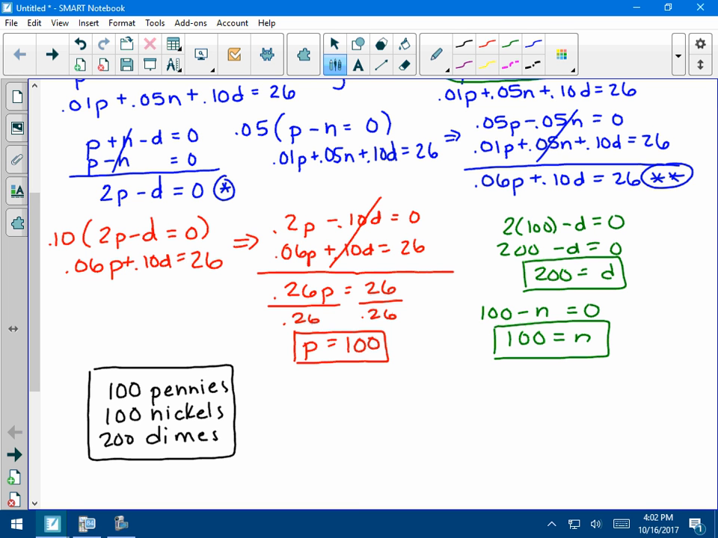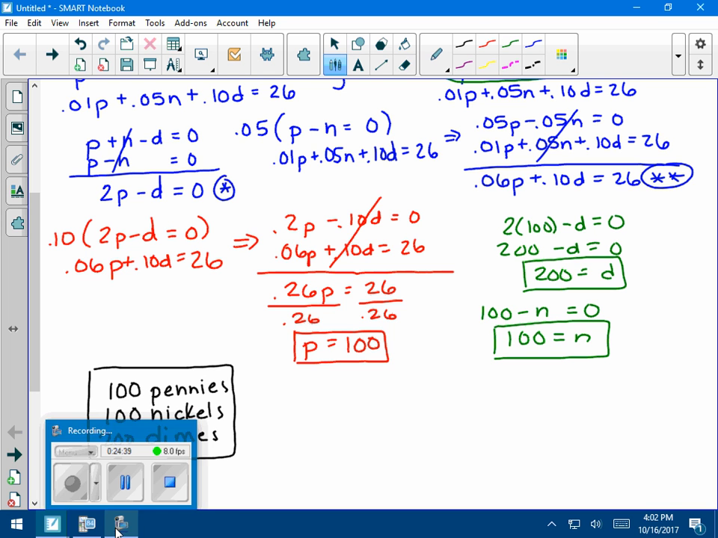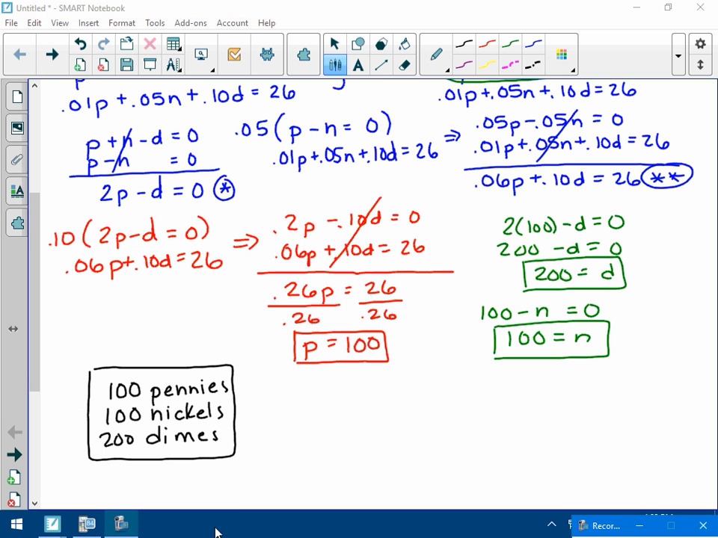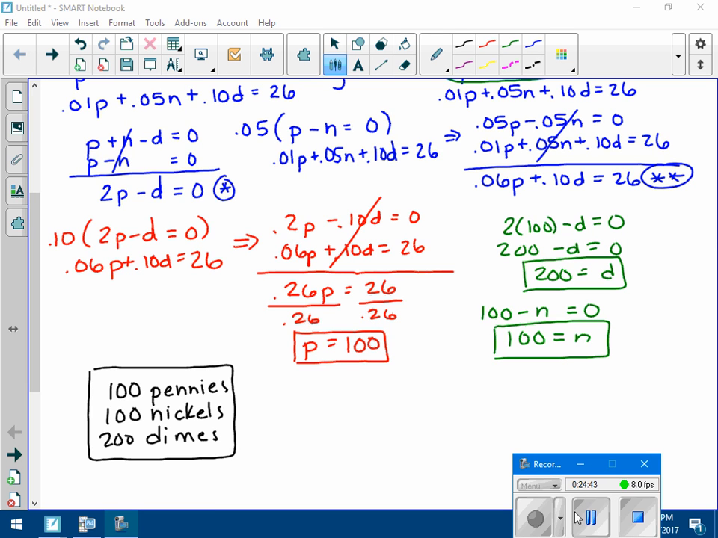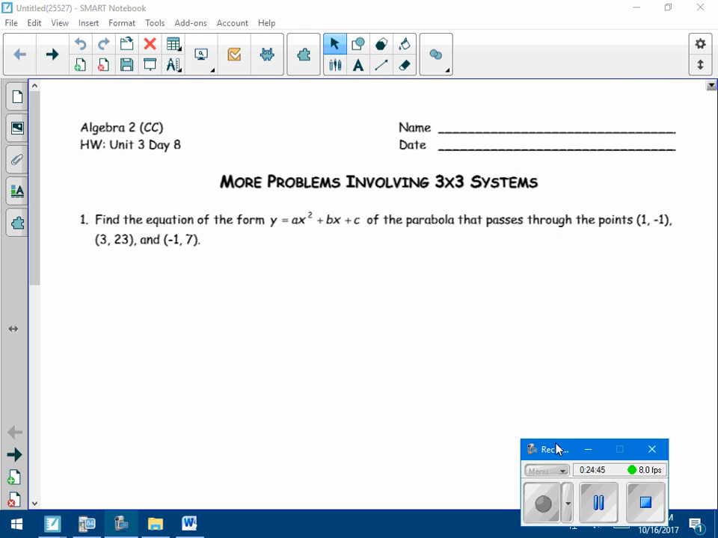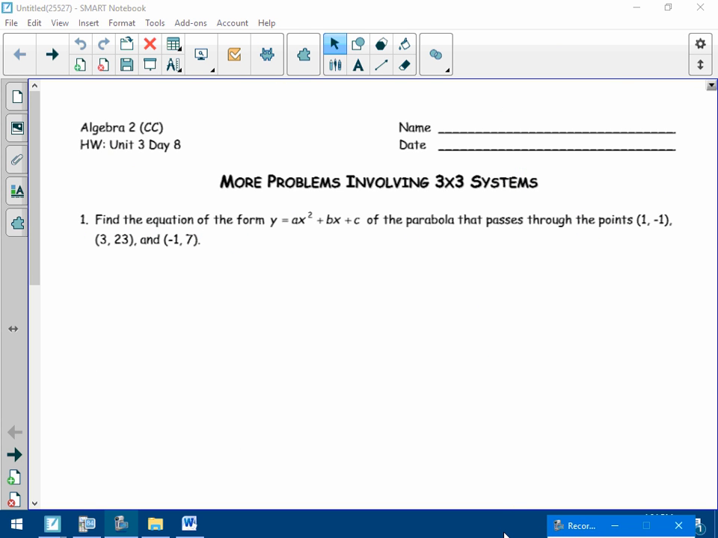Okay. Hopefully no questions. Lots more practice with those 3x3 systems. Your homework tonight is a worksheet. Let me pull that up for you real quick. I'm not sure if you have the homework in front of you, but this is what the homework sheet will look like. It'll be passed out to you shortly if you don't already have it.